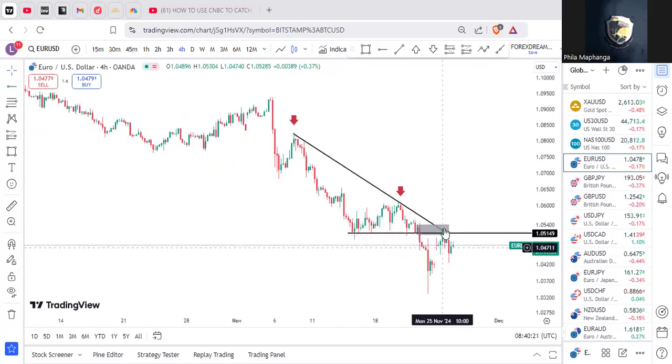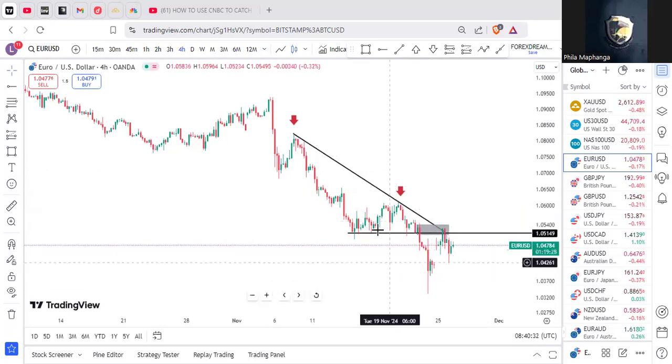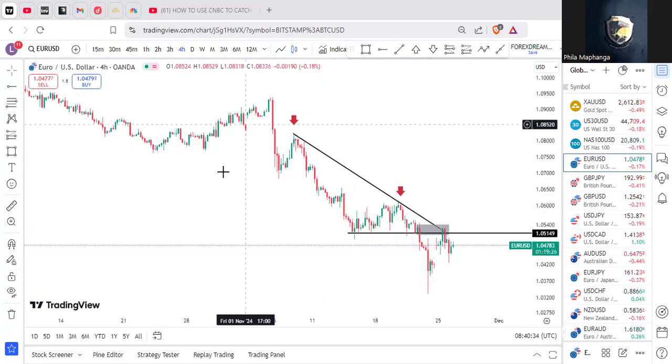Support, it was broken, it was never tested as a resistance. So how many confluences do you have here? 3. This trend line, support and resistance, and continuation pattern. All of them are pushing the market down. Which time frame is this? This is 4-hour time frame.